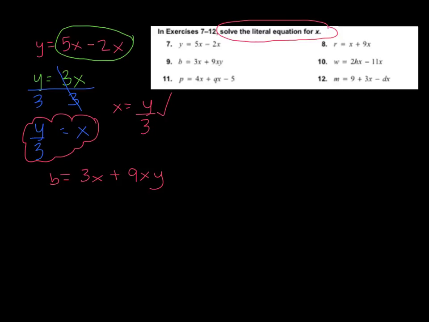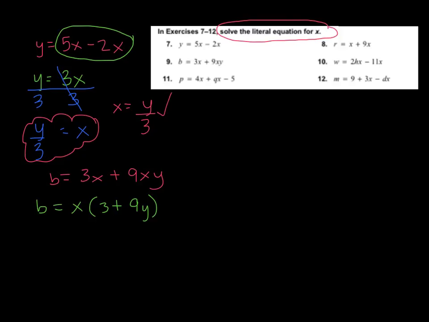So if I'm trying to get x by itself, and x is in both of these, I need to somehow undo the multiplication that made it part of both of these terms. And we talked about the fact that the operation that you could do is called factoring. So factoring is just where you divide out a common term, a common factor. So in this case, I'm going to divide everything by x on this right side of the equation and rewrite it as a multiplication problem. So 3x divided by x is 3. 9xy divided by x is 9y.